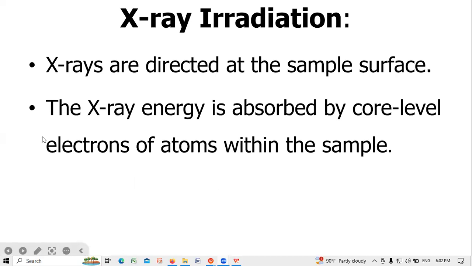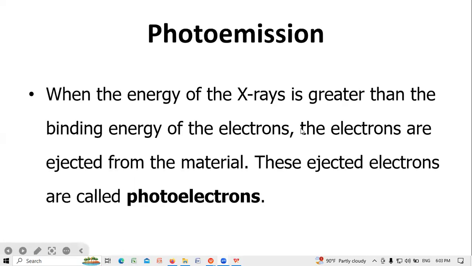X-ray radiation: X-rays are directed to the sample surface. The X-ray energy is absorbed by core-level electrons of atoms within the sample. Photoemission: when the energy of the X-ray is greater than the binding energy of the electrons, the electrons are ejected from the material. These ejected electrons are called photoelectrons.